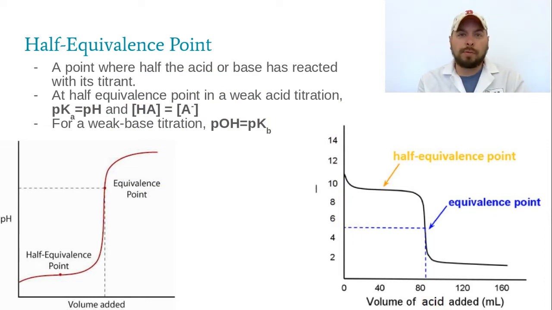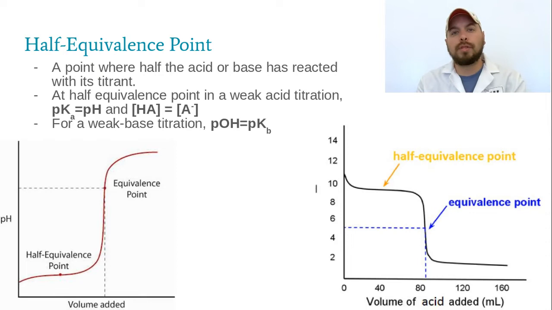One more important point to understand in any neutralization of a weak acid or a weak base is halfway to your equivalence point. So for example, if it takes 20 milliliters of strong base to reach my equivalence point, halfway to that would be 10 milliliters of strong base added. If it takes 40 milliliters of strong base to reach my equivalence point, then my halfway to equivalence point would be at 20 milliliters of strong base added.